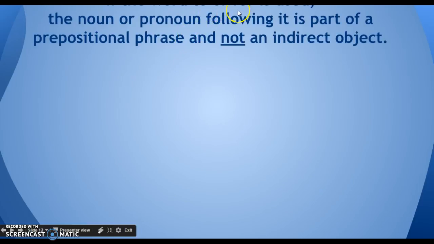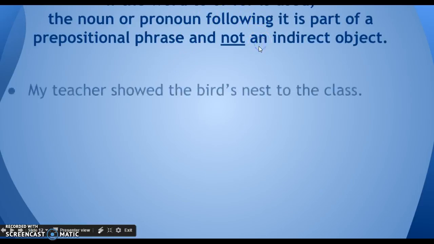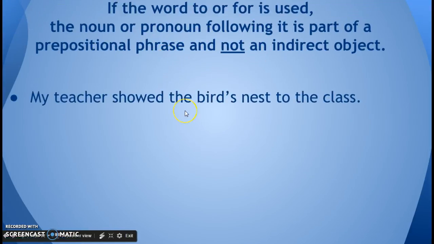If the word to or for is actually used in the sentence, then the noun or pronoun following it is not an indirect object anymore. It's actually part of a prepositional phrase. So you want to ask yourself for whom, for what, to what, and the answer is the indirect object. But if the sentence actually says to that person or for that thing, then it's a prepositional phrase.